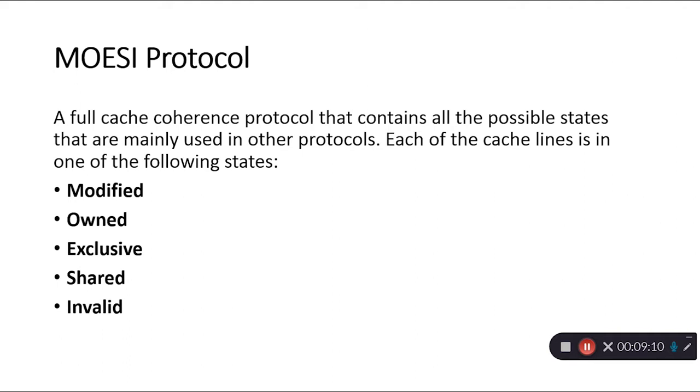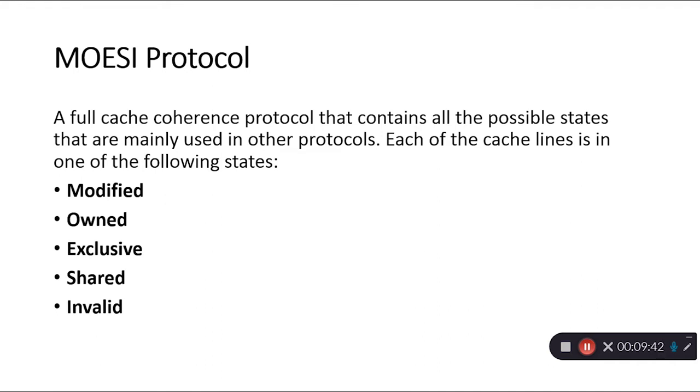Shared. The cache line in this state contains the most recent and correct copy of data. The other cache lines in the system may also contain copies of data in the shared state. The main memory's copy also is the most recent and correct copy of data, only if no other cache line has it in their own state.